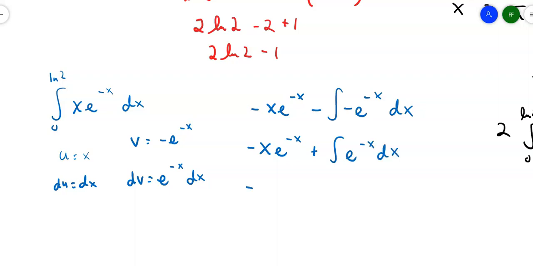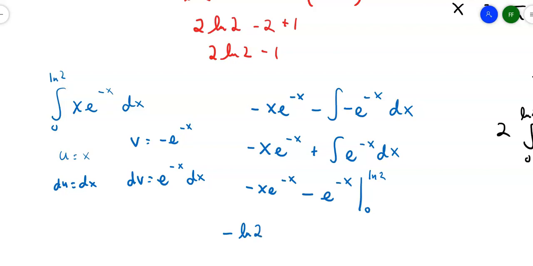And now when you take that antiderivative, you'll end up again with a negative because it pops out a negative. So you get negative e to the negative x and then evaluate. So at the natural log of 2 and at 0. So I end up with the negative natural log of 2.